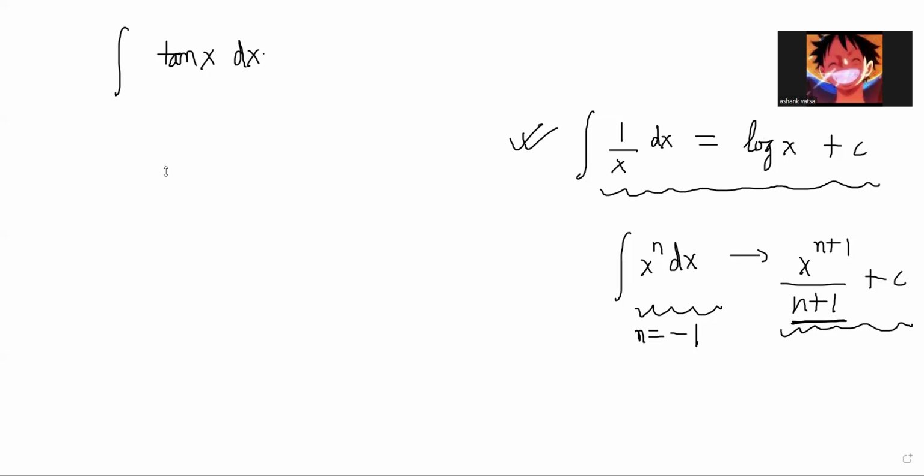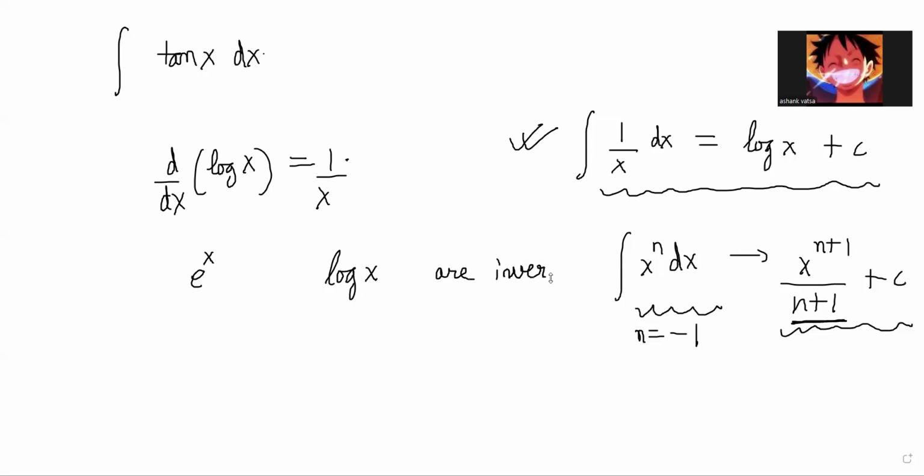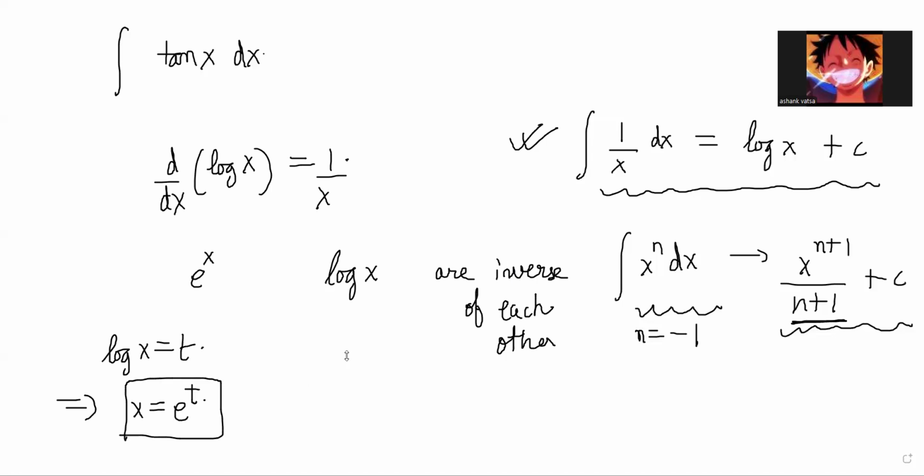How does that make sense? Derivative of log x is 1 by x. That makes sense because the e power x function and the log x function are inverse of each other. Here, when I say log of x, it is to the base e, okay? Do you know basic logs and all? So when you say log x is equal to t, what this means is actually x is equal to e power t. Do you know this?